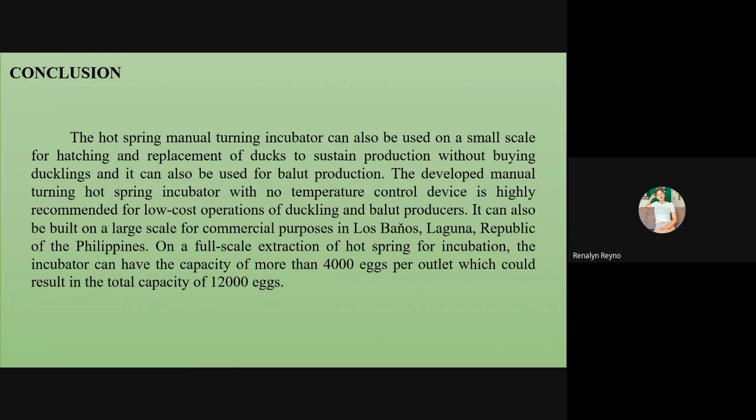of the Philippines. On a full-scale extraction of hot spring for incubation, the incubator can have the capacity of more than 4,000 eggs per outlet each, which could result in the total capacity of 1,200 eggs.